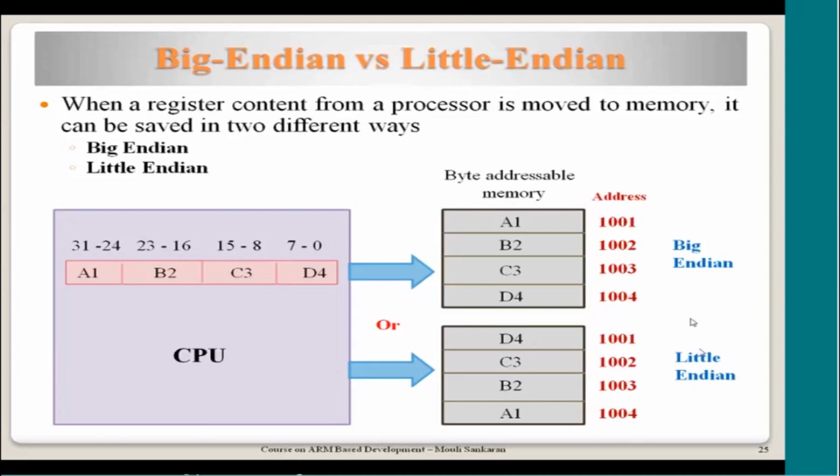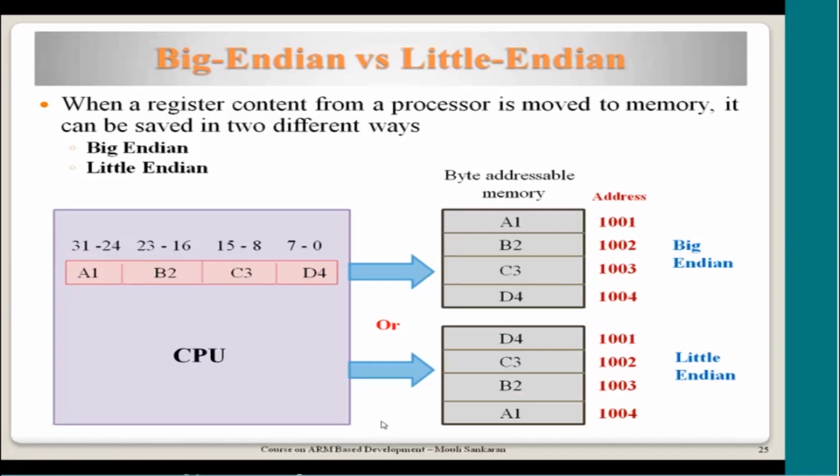If you don't want to remember the names, big means the higher byte, which has more value compared to the LSB bits, is stored first, so it is called big endian. If the lower bytes are stored first, it is called little endian.